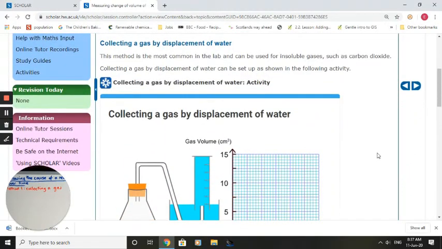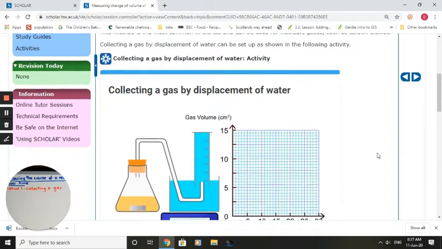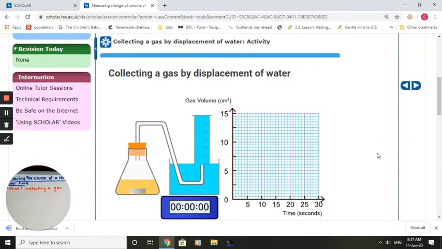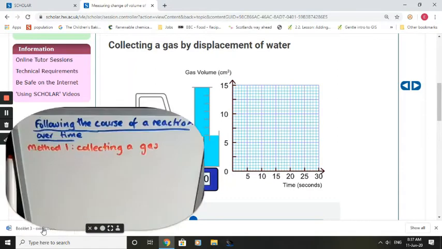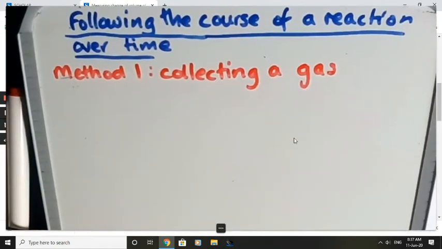If you tried my little home experiment, you will see that, if you don't have any of this equipment, one way to trap the gas produced is perhaps to use washing up liquid. That's not a particularly accurate or great way to do it though. So both of these methods are more accurate than what we did in that home experiment. So first one, you're going to write down method 1, collecting a gas, and then we'll draw the 2 diagrams.